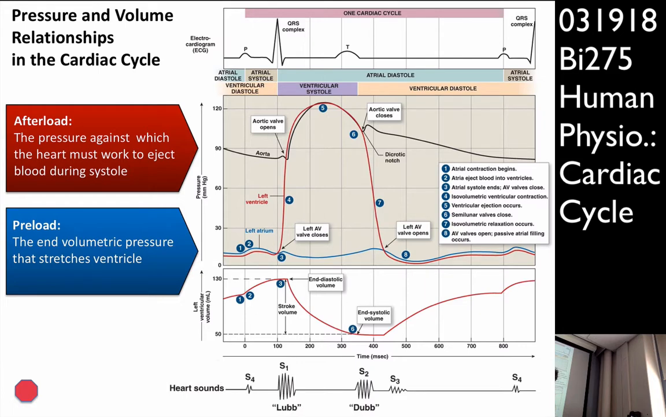Blood is ejected from the ventricle into the aorta, and the aortic pressure goes through a peak. And this is ventricular ejection. And then eventually, the semilunar valve is going to close. All right? And the pressure begins to drop in the left ventricle, and the aorta has the pressure of the ejected blood.